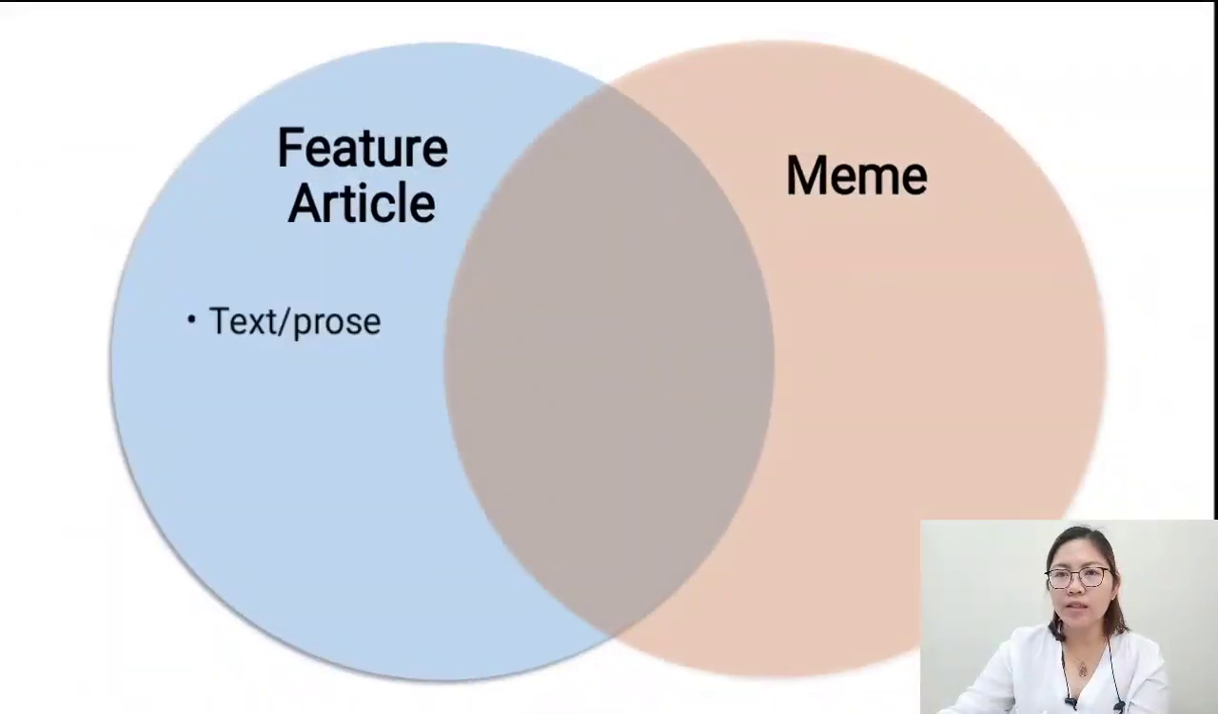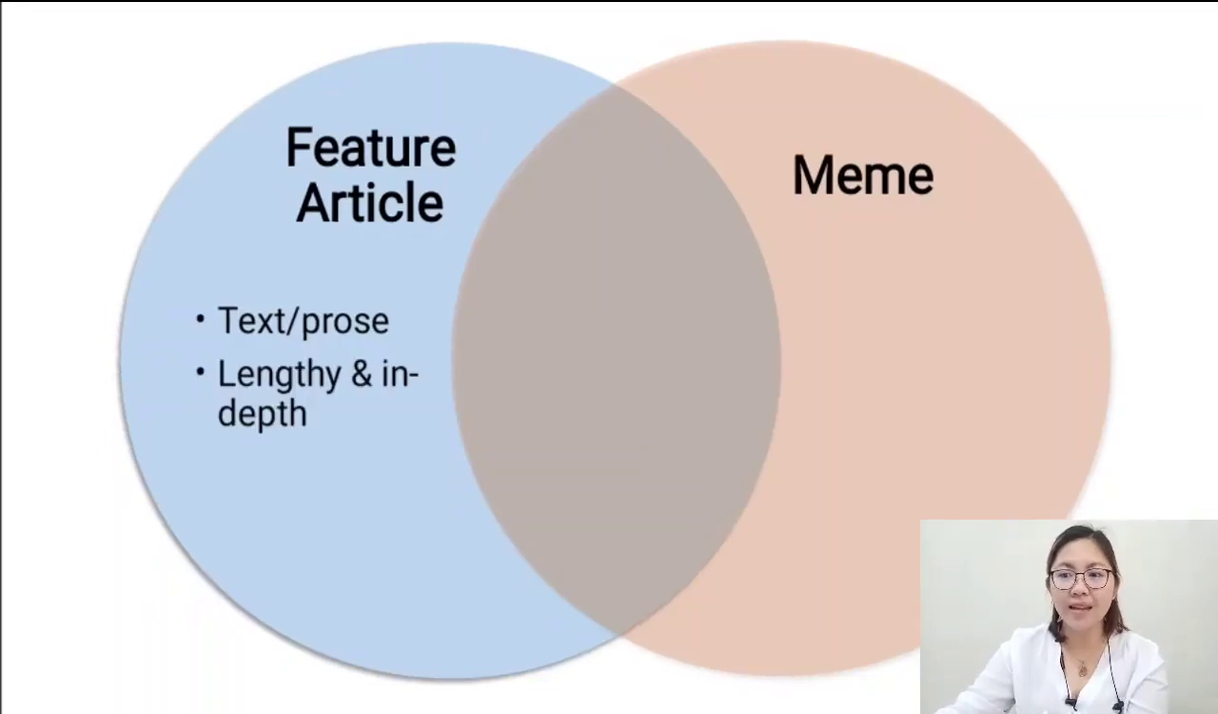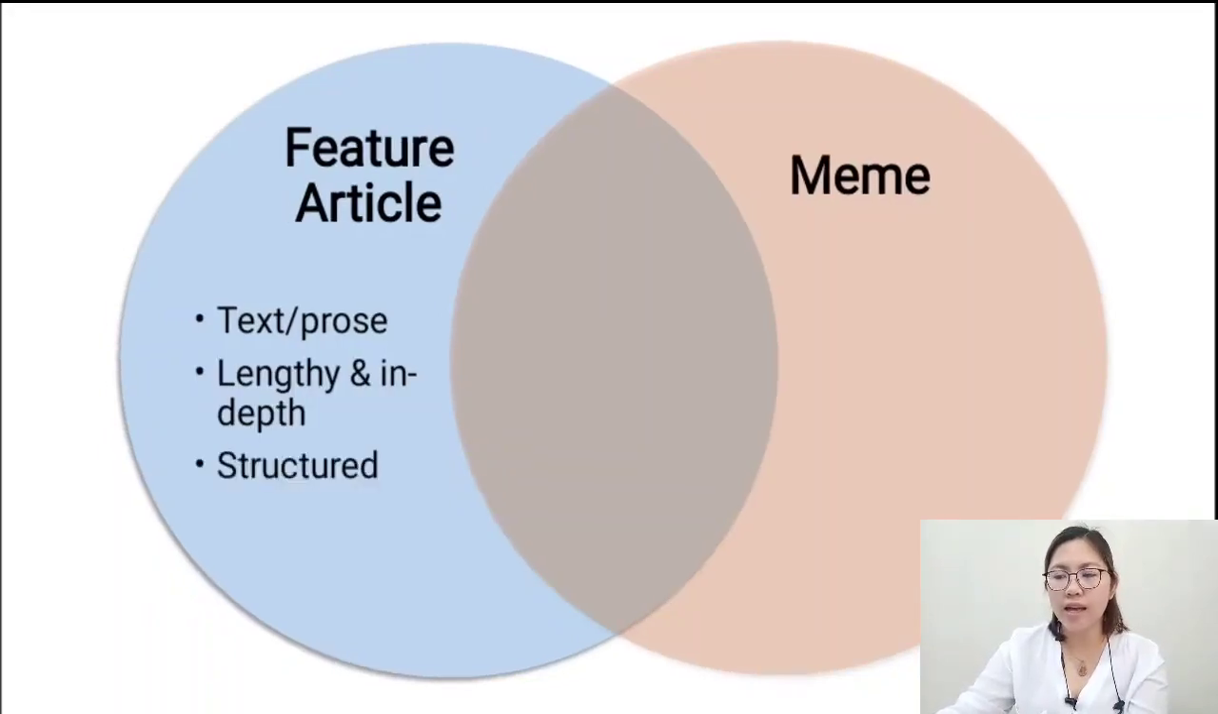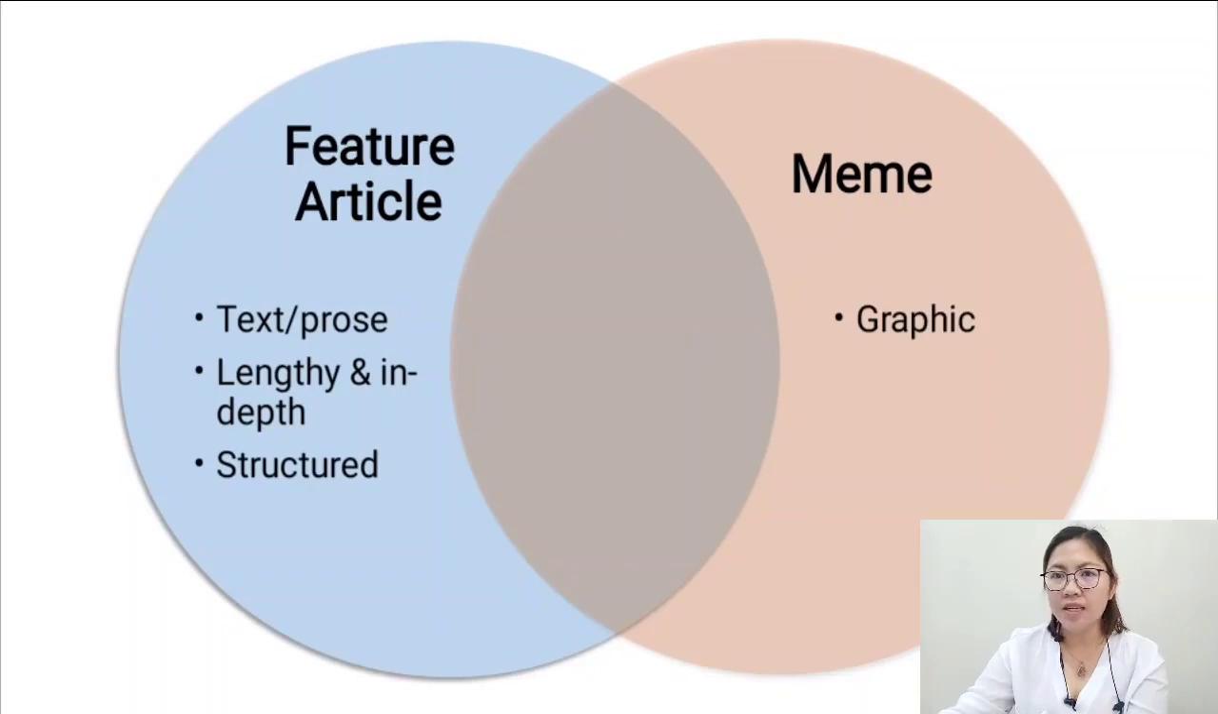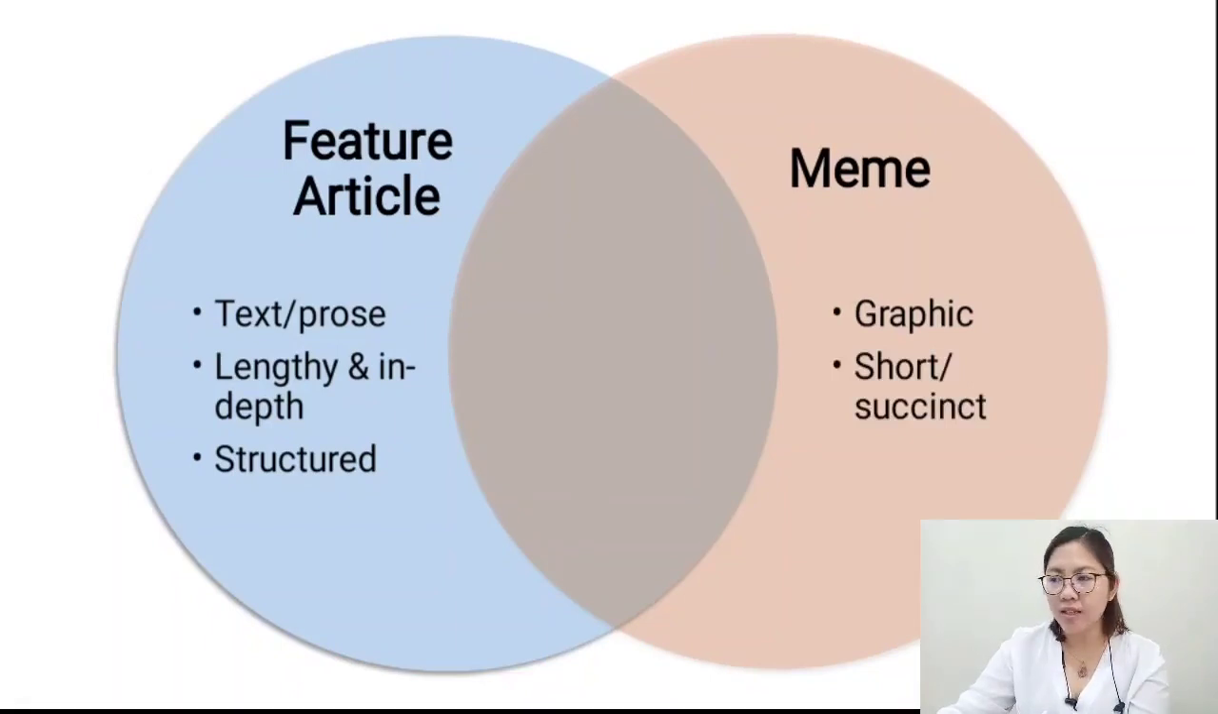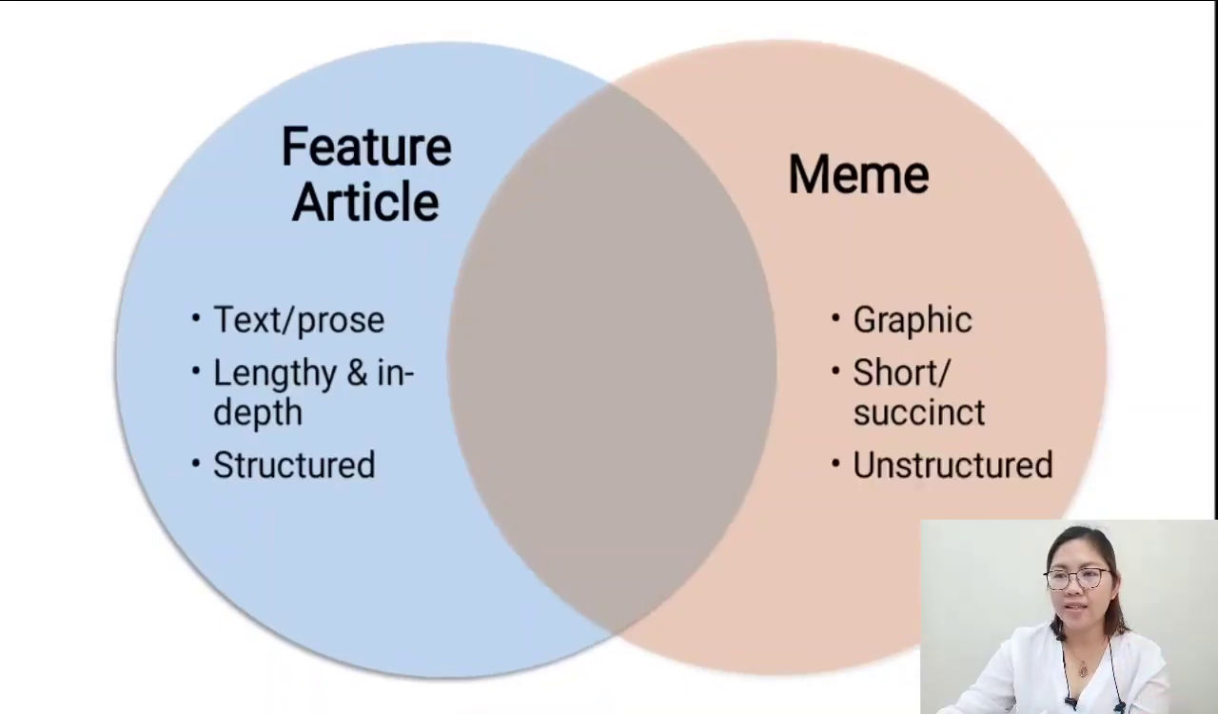A feature article in terms of form is a text or prose. It is lengthy and in-depth, as mentioned a while ago, and this is structured because it follows a pattern, which we will discuss later. Whereas, a meme is graphic in terms of form. It has a graphic text on an image. It is also short and succinct because it is very on point when it delivers its message, and this is unstructured. You have many ways of combining your text and your image.